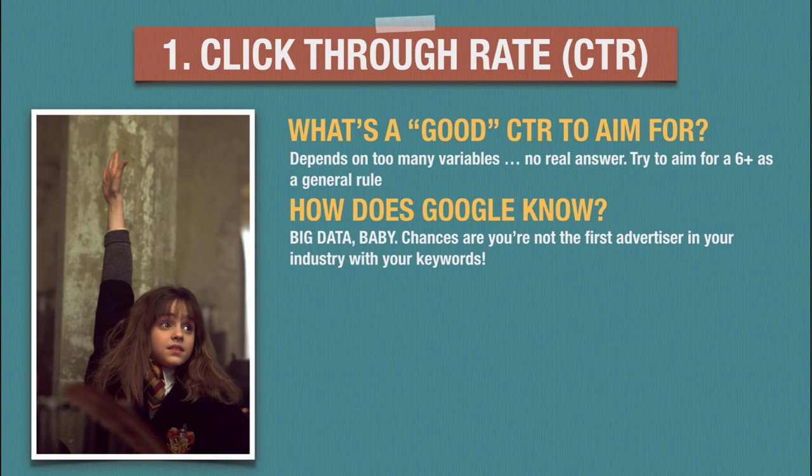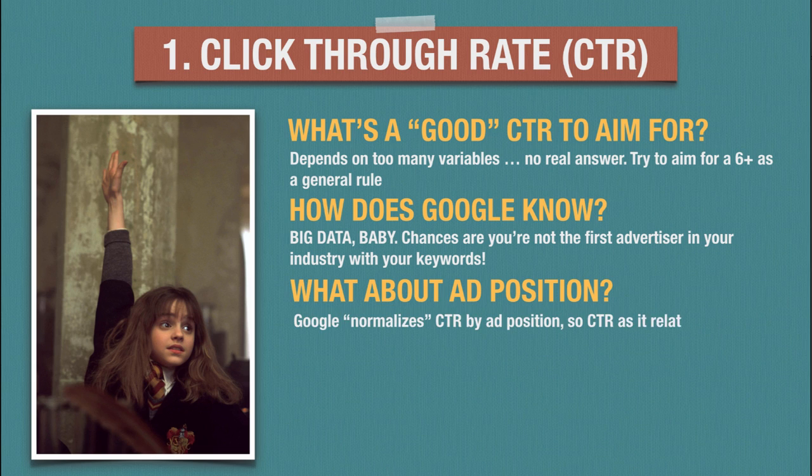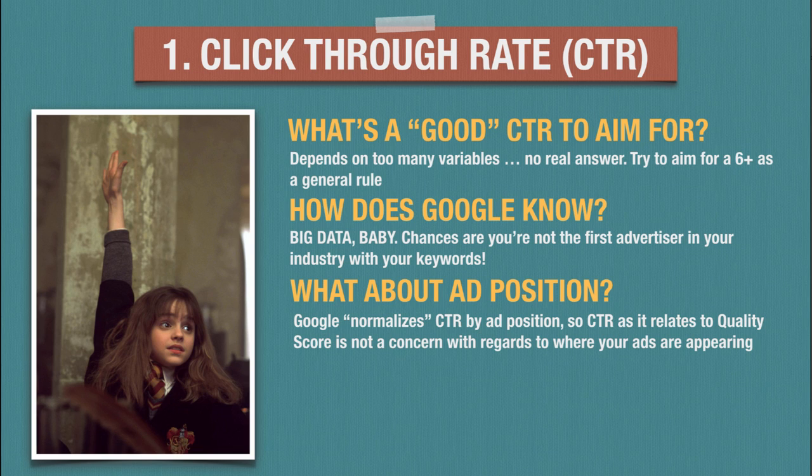You also know that ads in lower positions on the page typically get lower CTRs, and you may be wondering if Google penalizes your quality score for poorer click-through rates due to a lower position. The good news is that quality score is normalized by ad position, which means that Google understands that CTRs will inevitably vary based on position, and Google does assess your ad's position when determining the health of your click-through rate.